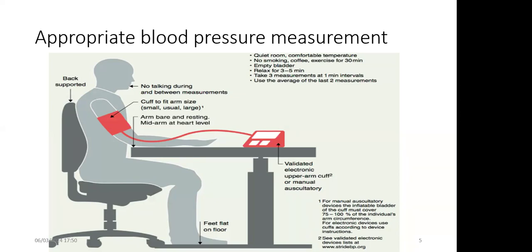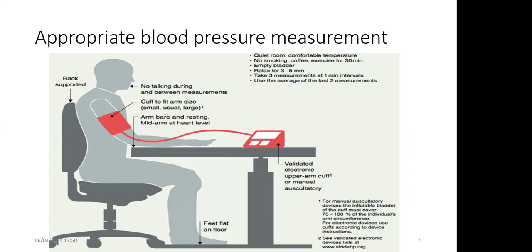The patient should not be talking during or between measurements, because we know that this will elevate blood pressures. Then the cuff has to fit. We have seen scenarios where we are measuring the BP of someone who is obese or someone with very large biceps, using a cuff for a normal person with a normal arm circumference. So it's important to be aware of this. Also, the arm you're going to use for measuring blood pressure should be bare and should be resting at the level of the heart, so that we can have a proper measurement.